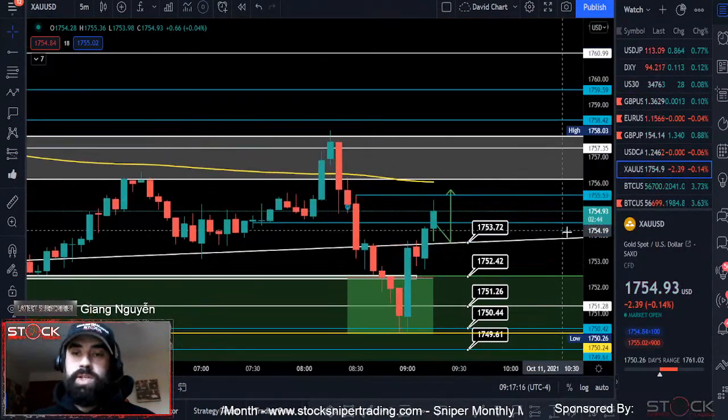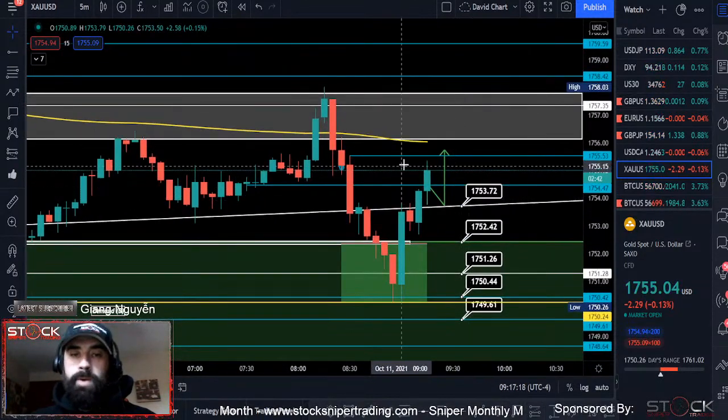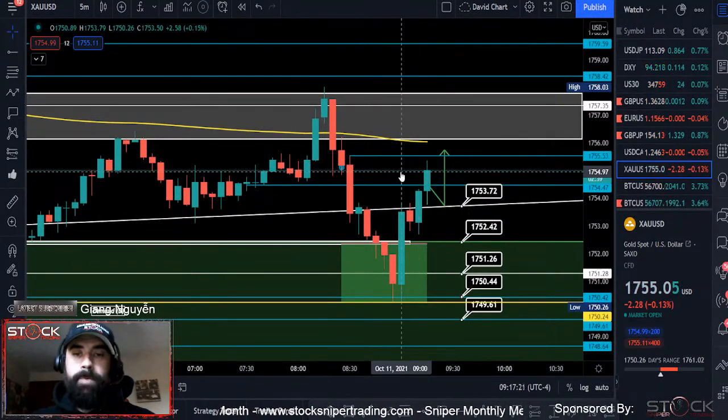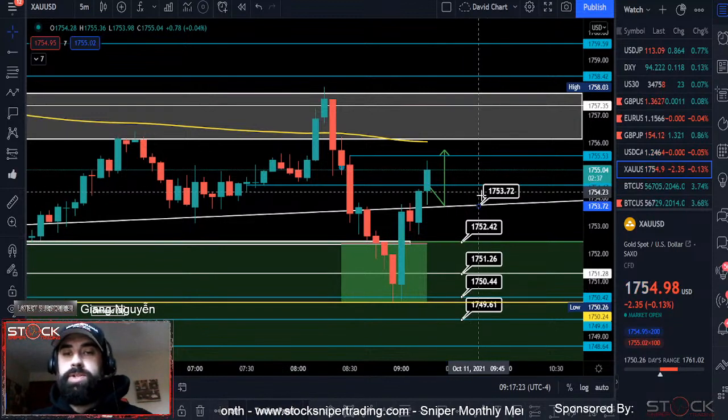Okay, guys, look at gold. So it almost tapped this pathway right here, okay? Almost tapped it. 1753, you have a continuation.